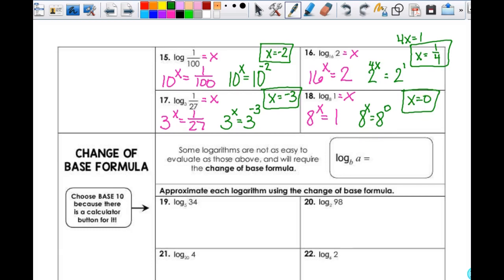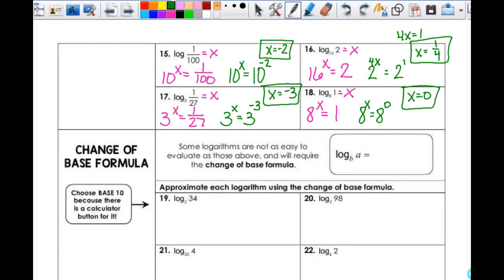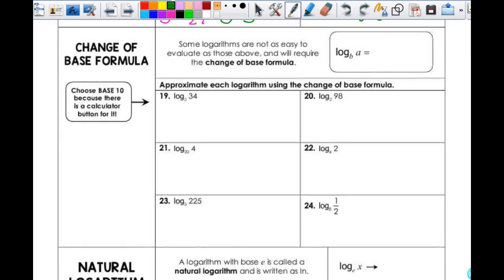All right, so then some of them we can't do like this. Like this works out nicely. Log base 16 of 2 equals x, and we can actually get a number out of that. But if I do 5 to the x power equals 34 here, I'm not going to be able to calculate something like that on my own. So we are going to have to use the change of base formula for some of them. Remember, your calculator is only going to have log base 10 and natural log on it.